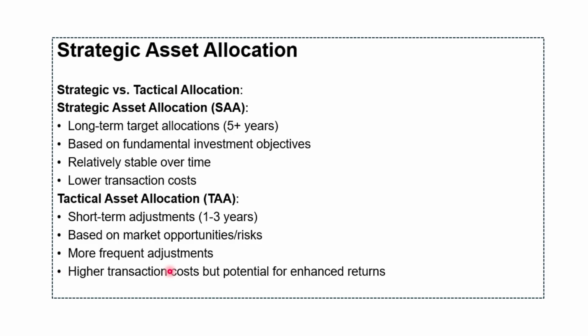So the key insight is that SAA typically drives 70 to 80% of long-term performance, while TAA can add value around the margins. Many investors make the mistake of focusing too much on tactical moves while neglecting the strategic foundation. In real estate, given the high transaction cost and illiquidity, SAA becomes even more important because tactical adjustments are expensive and time consuming to implement.